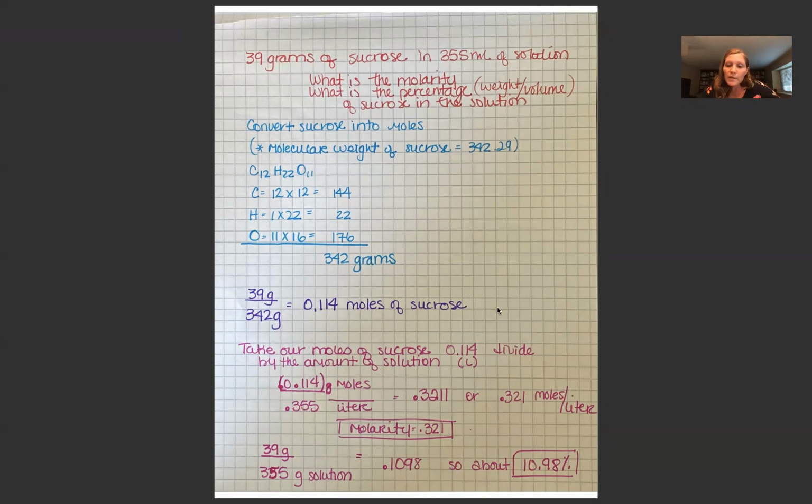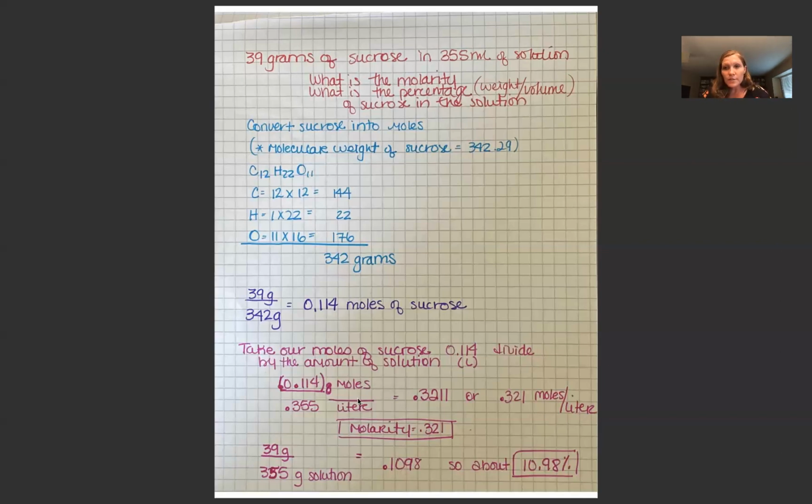We're going to look for molarity. Molarity is moles per liter. And so we're going to take our moles of sucrose, which is 0.114, and divide that by the amount of the solution in liters. So we start with 355 milliliters up here, so we have to convert that down to liters. So 355 milliliters, if we're converting it, ends up being 0.355 liters. So now we have our units that we need for molarity, because molarity is moles divided by liters, or moles per liter. And so we have moles per liter here.